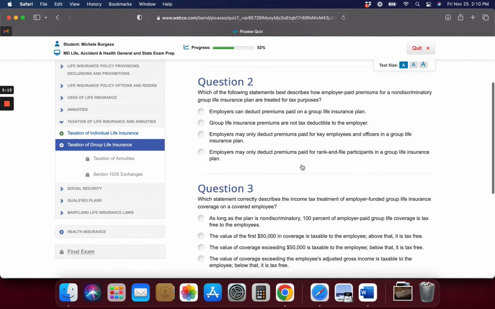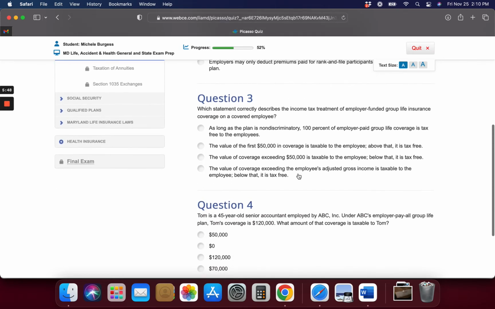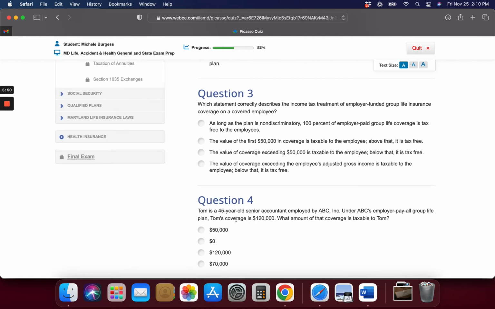I don't know which. Which of the following statements best describes how employee-paid premiums for a non-discriminatory group life insurance plan are treated for tax purposes? Employees may only deduct premiums paid for key employees in a group life insurance plan. Group life insurance premiums are not taxable. Employees may only deduct premiums paid for rank and file participants. Employees can deduct premiums paid on a group life insurance. Alright, I'm not too sure on that one, so we'll just go with what we have.